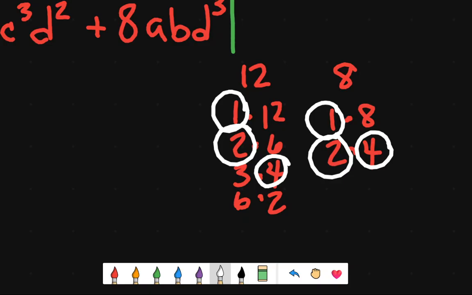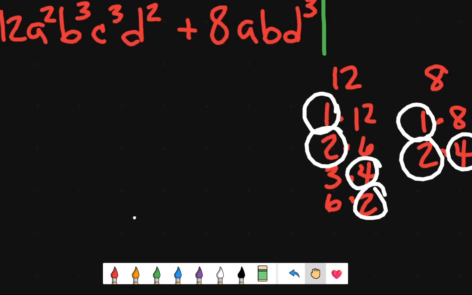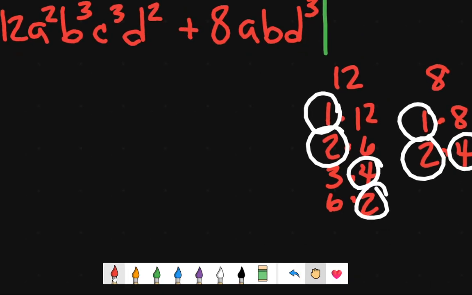So we can factor out the 4. Okay? So let's factor out our 4. 4 is what we can factor out. Now look at your a terms. We got a to the second power here. I got a to the first. So what do they have in common? They both have a to the first in common.